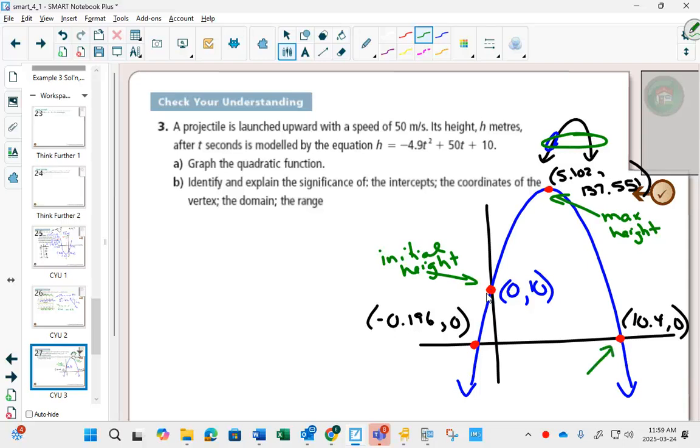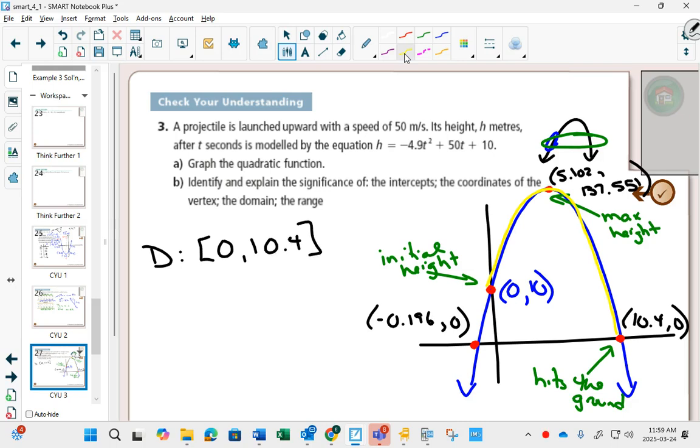This x-intercept, that's when it hits the ground. This x-intercept means nothing whatsoever. You can't go back in time. In fact, when it's talking about here, the domain, because it's a word problem, usually domain of parabolas is everything, but here, this domain only makes sense from 0 to 10.4.